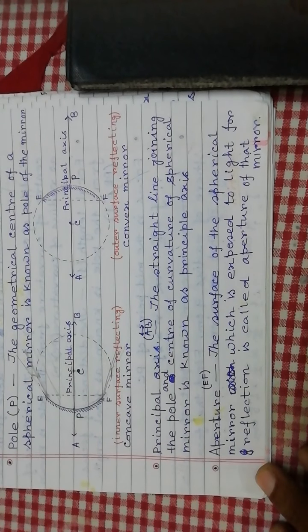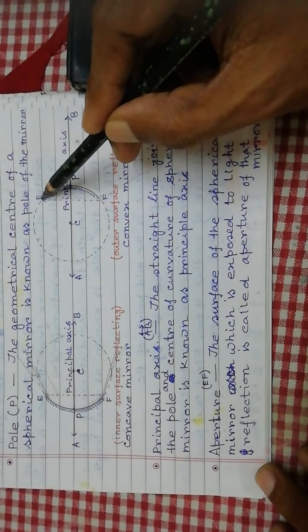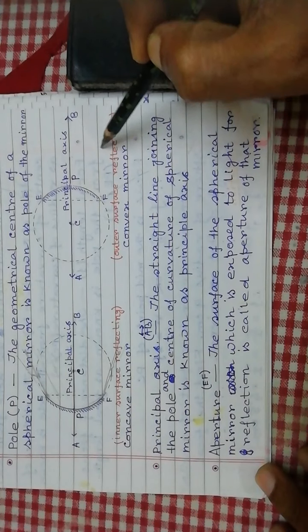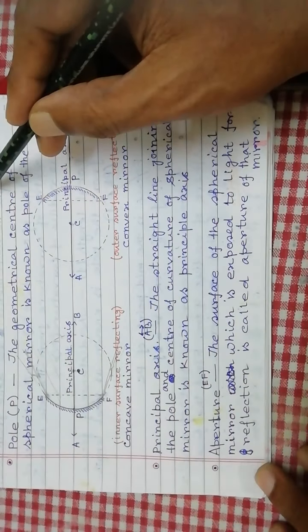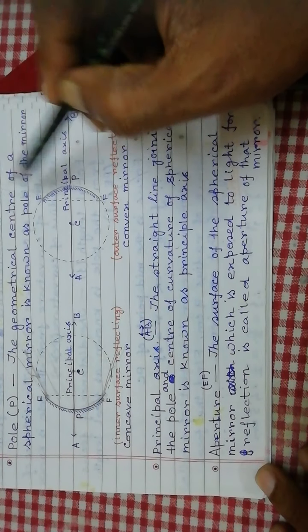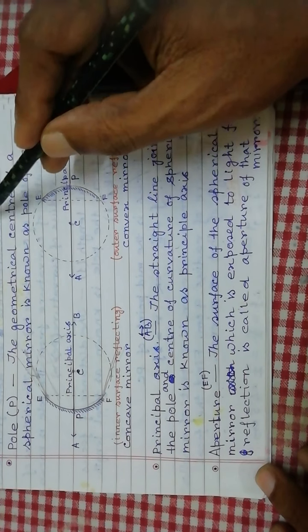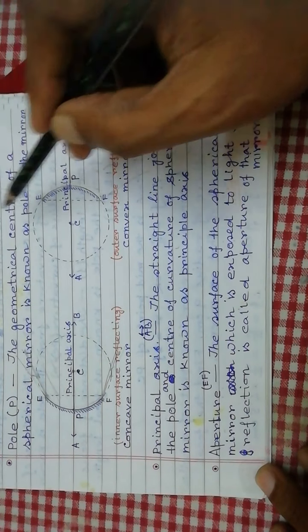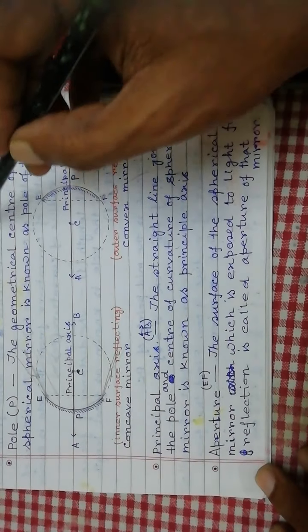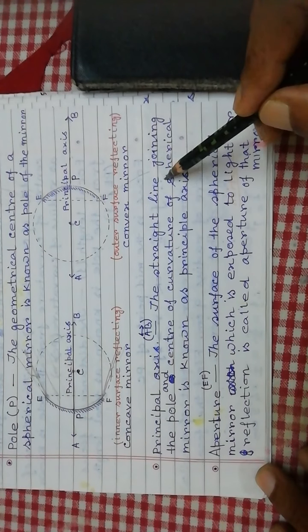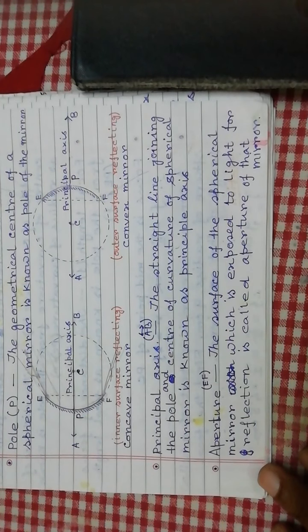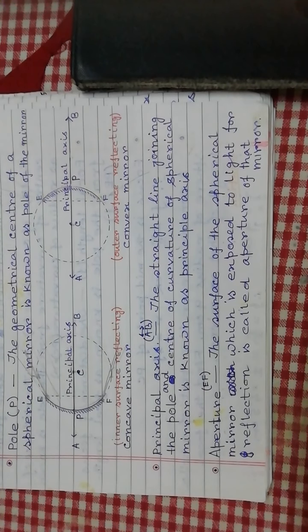Now the convex mirror. This is the front side of the mirror, so light can strike the mirror from here, and the total portion is the aperture of the convex mirror. So the aperture of the convex mirror is more than the aperture of the concave mirror.